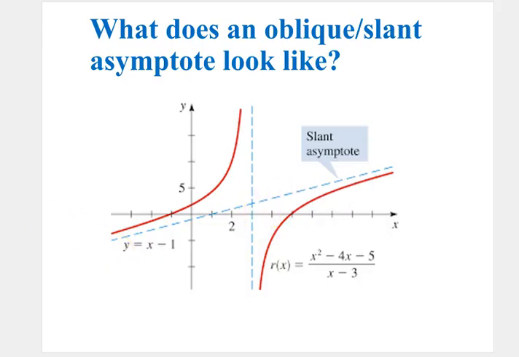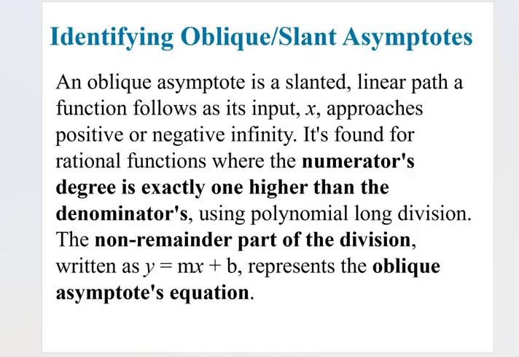All right, so how do I identify them? It's a little more complicated. That oblique or slant asymptote is just a slanted linear path that the function will follow as the graph is approaching positive or negative infinity, depending on which side you're looking at. It's only found on rational functions when the numerator is exactly 1 degree higher than the denominator. And what you can do is just use polynomial long division, and whatever your non-remainder part is, just the quotient part, don't worry about the remainder, the quotient will be the equation of that asymptote. So as long as you have that 1 degree higher, then you're going to be good.